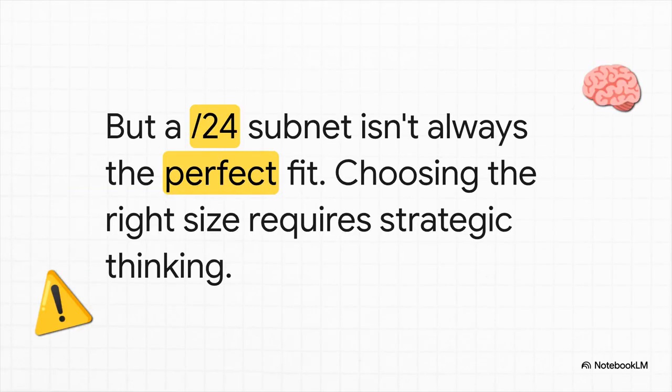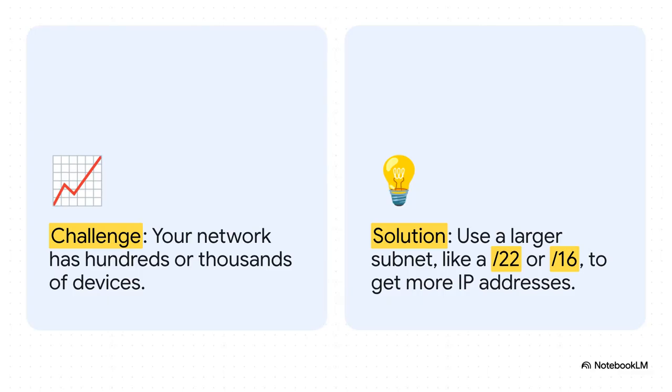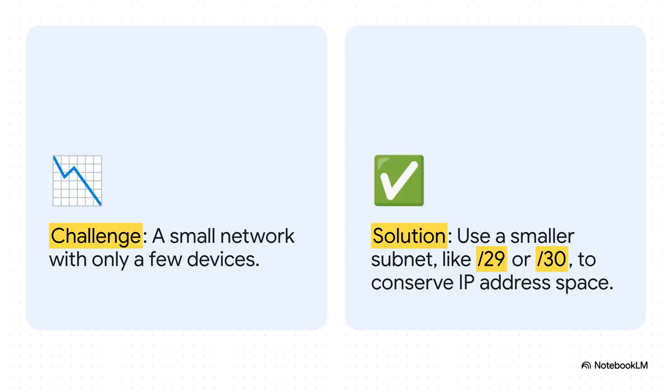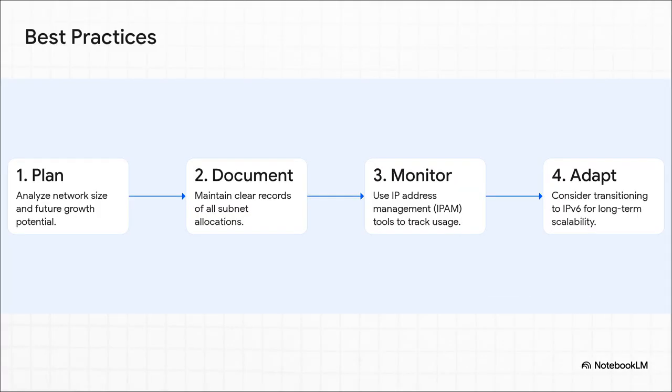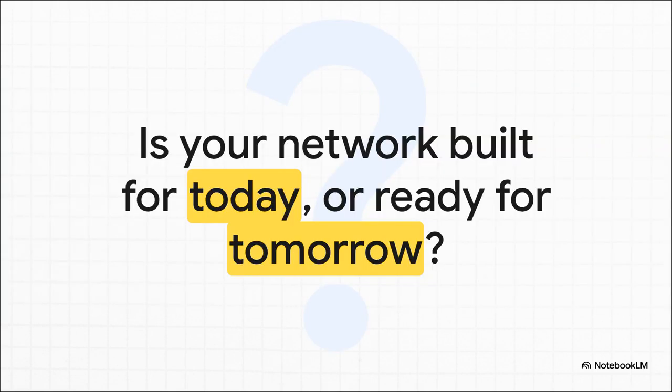But a /24 isn't always the perfect answer. You gotta be a bit strategic. Got more than 254 devices? Yep, you're gonna need a bigger subnet, like a /22. On the flip side, for just a couple of devices, a smaller subnet saves precious IPs. Stick to these best practices, and you'll build a network that's both tough and efficient. So it really comes down to this. Is your network just for now, or is it ready for what's next?